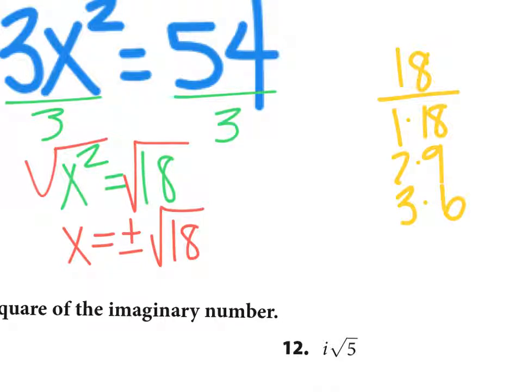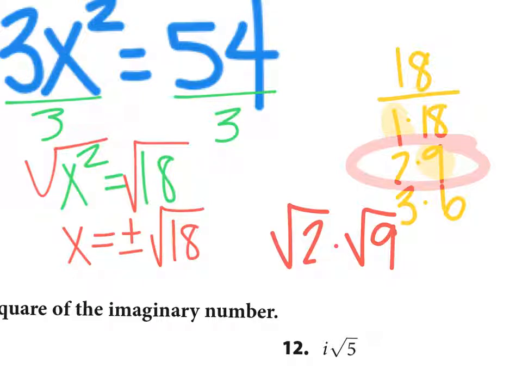So of these numbers, which of those are perfect squares? The 9 is, and 1 is a perfect square. Which of those is the bigger one, though? The 9. So really, this square root of 18 becomes the square root of 2 times the square root of 9. What is the square root of 9? 3. So it's really 3 times the square root of 2, and it's the positive and the negative form of that.